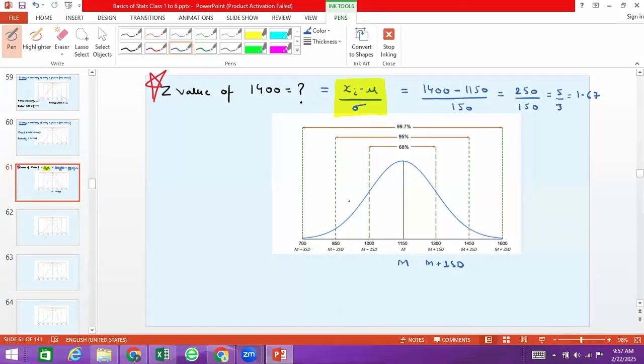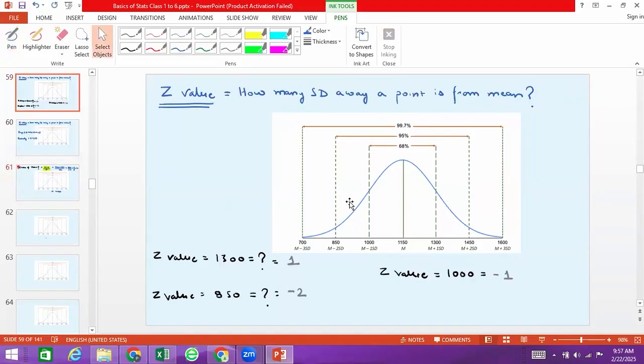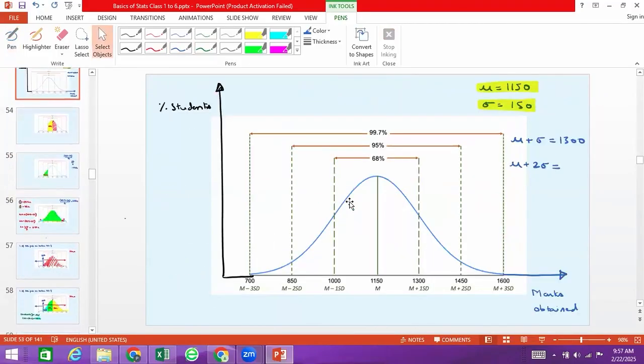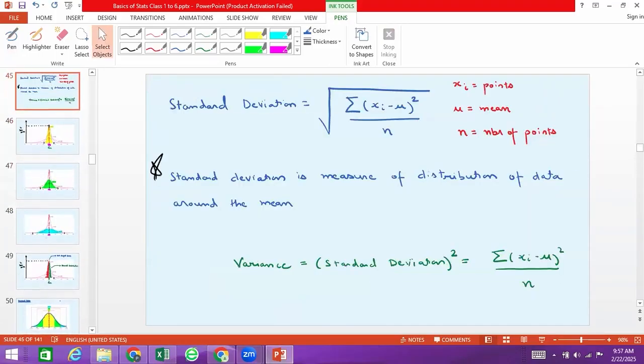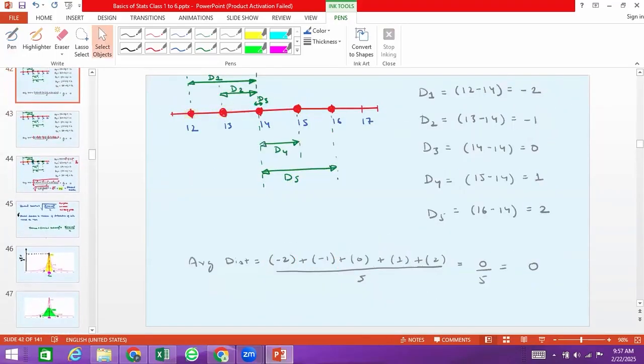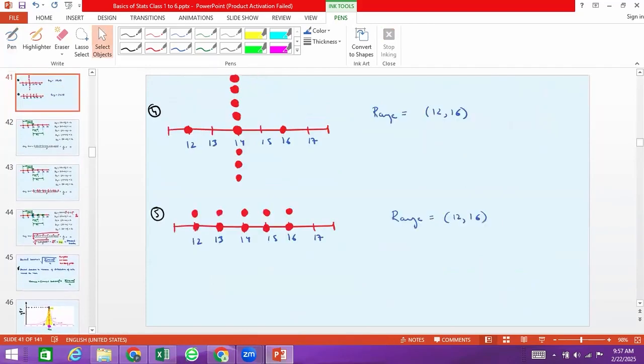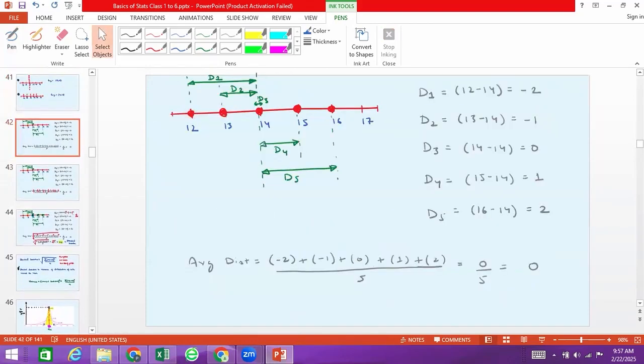Sir, can you explain what is standard deviation? Standard deviation is something that we derive, let's say, for example, here. You remember this example that we took? This is from the last class actually. So standard deviation is nothing but how far, on an average, the points are from the mean.